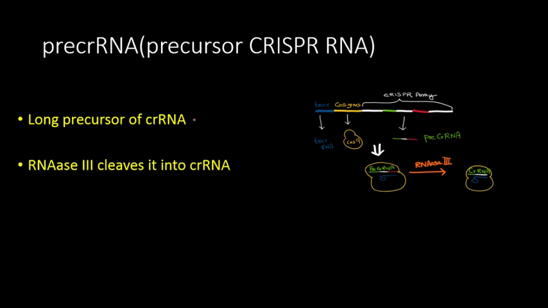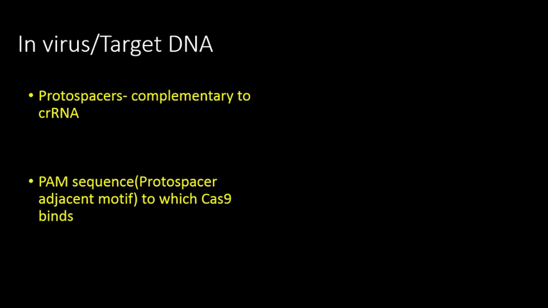Now the next part of the equation is pre-CRISPR RNA. We have already told about the pre-CRISPR RNA, which is a long precursor of the CRISPR RNA, and RNase 3 is required for its maturation to CRISPR RNA. Now, these are sequences that are present in the viral genome. This CRISPR is a locus that is seen in the bacterial genome.